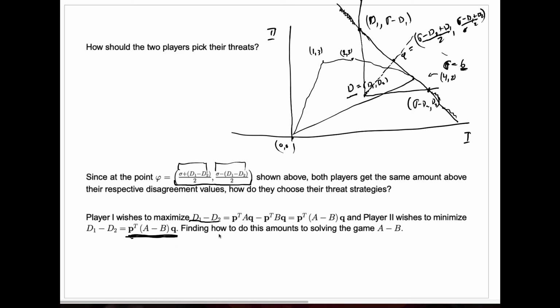Well, that's something we actually looked at in the earlier part of the book. That amounts just to solving this particular game, A minus B, if we think of A minus B as a two-player zero-sum game. Remember, solving the game involved finding these strategies, P and Q, which for player 1 would guarantee at least this quantity, D1 minus D2, and for player 2 would be guaranteeing at most that. Player 1 would be maximizing this quantity, while at the same time player 2 would be minimizing it, and they would arrive at a single value and optimal strategies that each guarantee them that particular amount.